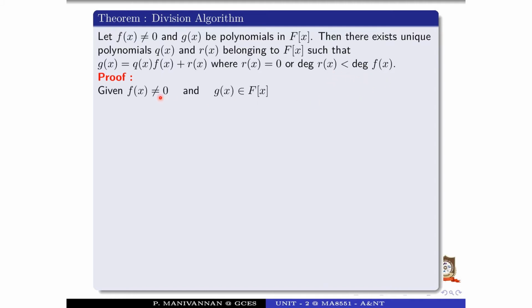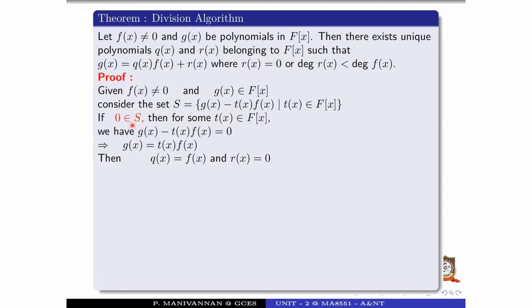Proof. Given f of x is not equal to 0 and g of x belongs to capital F of x. Consider the set S of elements g of x minus t of x into f of x such that t of x belongs to capital F of x. Consider this collection of elements as a set.